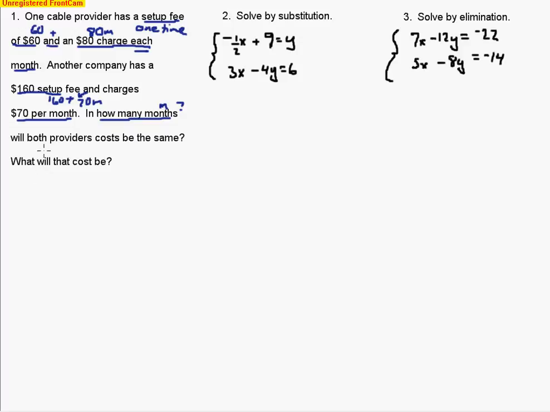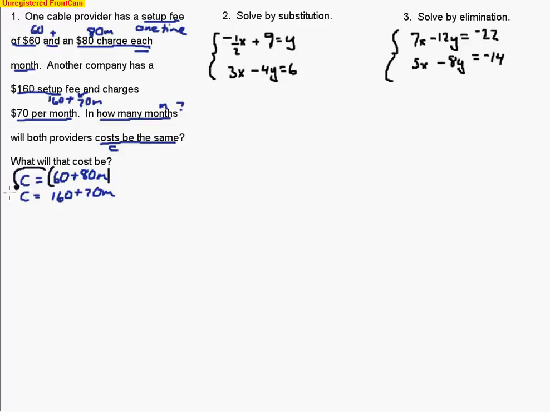Since they want to know when the cost will be the same, we're going to come up with a variable for cost. Let's do C. So those costs should be the same. C should equal the two different amounts, 60 plus 80m. But then we also have a cost that's going to be the same when it is 160 plus 70m. So the way we can solve this is substitution. Makes some sense here. We can take this 60 plus 80m and substitute it in for C in the other equation.